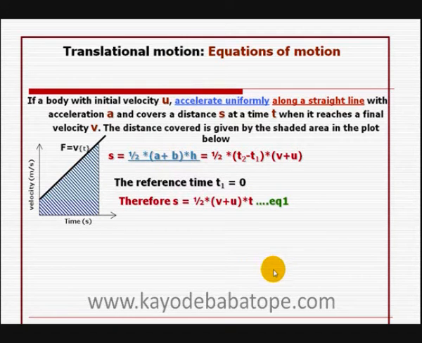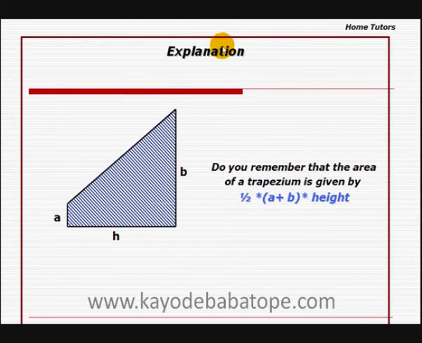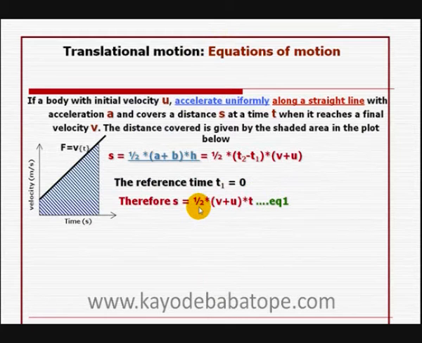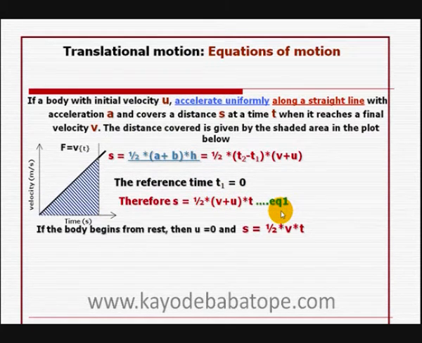So therefore, distance S will be equal to half into (V plus U) times T. Let's call that equation 1. Now, if the body begins from rest, then U will be equal to 0, and then S will be equal to half times V times T. Initial velocity will be 0 if the body takes off from rest.